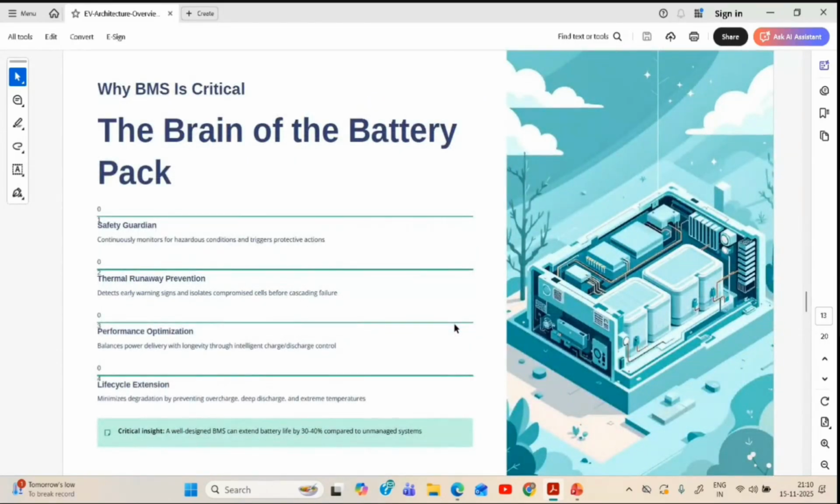BMS, you know, is the brain of the battery, and there are some basic advantages. For example, we have seen many examples where Ola caught fire, right? So what are the basic reasons? One of the prominent reasons is malfunction of the BMS, or we can say cell imbalance. Many factors are there. So the BMS is very important, and right now the optimization of BMS is very, very important.